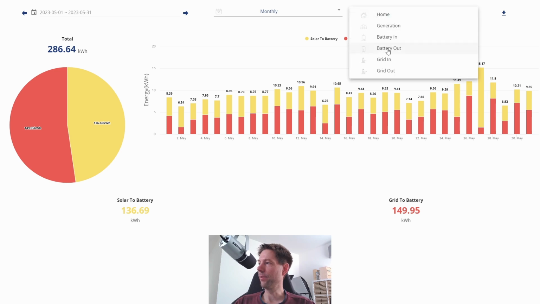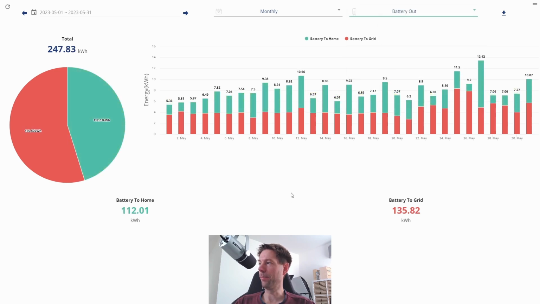But you can see also, to counter the battery in, we've got the battery out tab, and you can see a good chunk of the battery went to the home. That's the green stuff there. And then battery to the grid is the red stuff, and that's all the stuff that we force exported during that peak period.